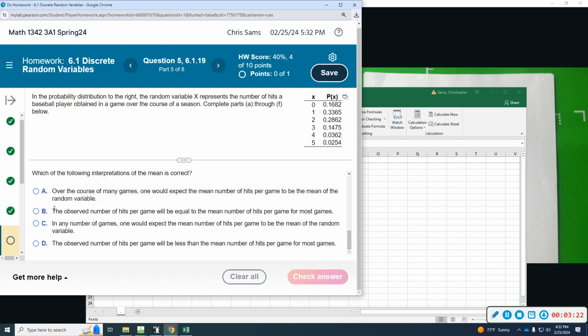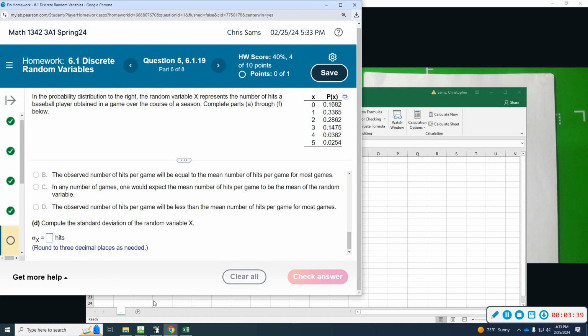I don't like either of those. Let me go back. Over the course of many games, one would expect the mean number of hits per game to be the mean of the random variable. So I guess that one would be the best after looking at all of the observations. Observed number of hits will be equal. A looks the best.